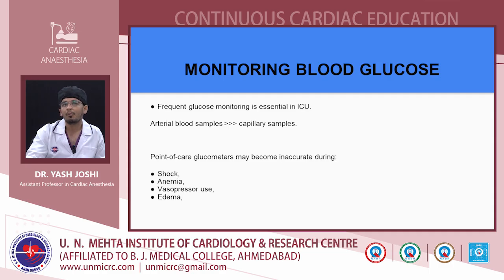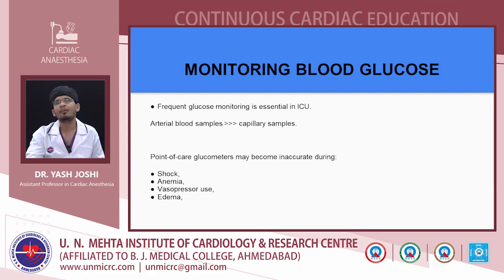Now, coming to the monitoring of blood glucose, accurate glucose monitoring is the cornerstone of safe insulin therapy in the ICU patient. Frequent monitoring allows early detection of both hyper- as well as hypoglycemia. Whenever possible, arterial blood gas samples are preferred over capillary samples because they provide greater accuracy in critically ill patients.